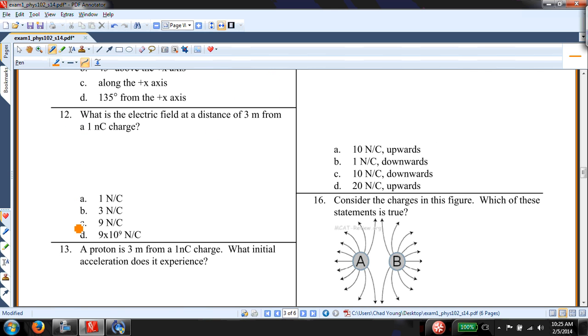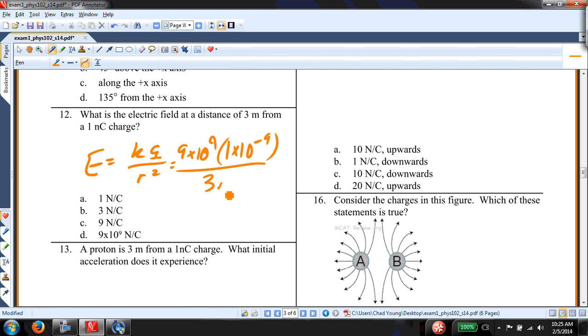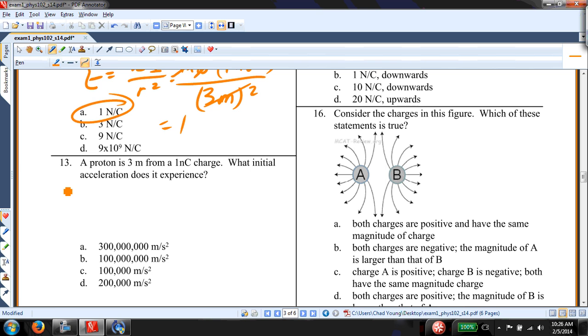What is the electric field at a distance of 3 meters from a 1 nanocoulomb charge? Remember, electric field is just kQ over r squared. That's 9 times 10 to the 9th times 1 times 10 to the minus 9 over 3 meters. You have to square that. But those cancel, so I'm just left with 1. A is number 12. Number 12 is A.